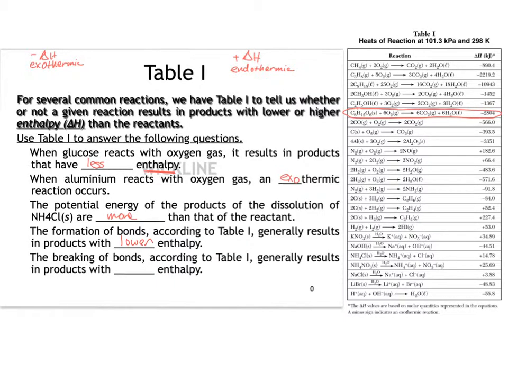And the breaking of bonds, I can find a couple of examples, but like here, the breaking of bonds seems positive, and additionally here, the breaking of bonds seems positive. So the breaking of bonds is typically an endothermic reaction, which means that the products have higher enthalpy.